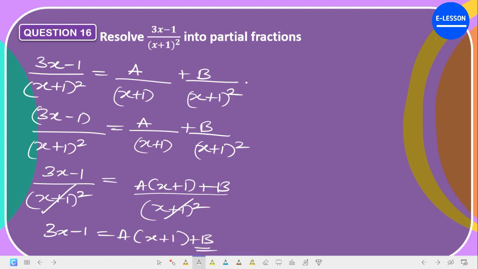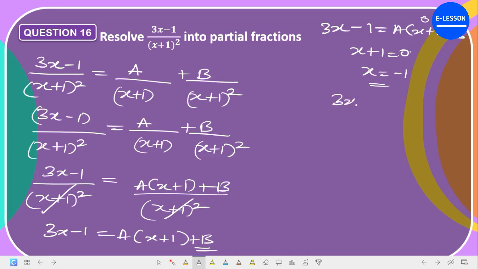Okay? Now, at this point, what are we going to do? To get our B, you say 3S minus 1 is equal to A bracket S plus 1 plus B. To get our B, let's eliminate A. To eliminate A, let S plus 1 be equal to 0. Because if S plus 1 is equal to 0, everything here will be 0, and 0 times A will be 0. So S will be equal to minus 1. So for us to get S plus 1 equal to 0, we should substitute S equals minus 1 into this equation.